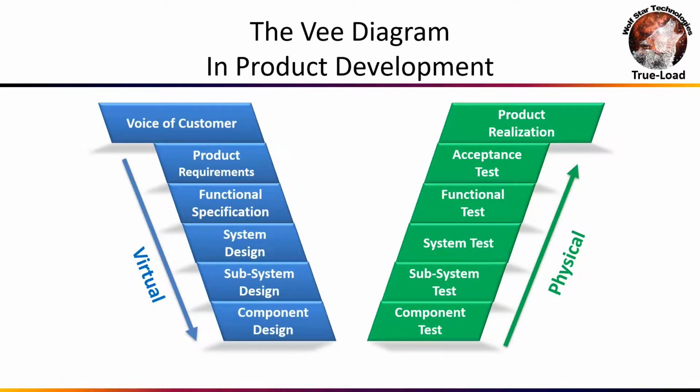So this is a typical V diagram used in product development, and it's very nice. On the left-hand side in the virtual world, we'll start off with the voice of the customer, go through product requirements, get into the functional specs, and then we start getting into the design. So we're into the CAD and FEA. So we're doing system, subsystem, and component design. So we're designing our system here all in the virtual world, and when we want to make sure that we're getting it right, then we come up on the physical side and start doing physical tests. So we start at component test, subsystem, system test, up until functional and acceptance test until you finally launch the product, right?